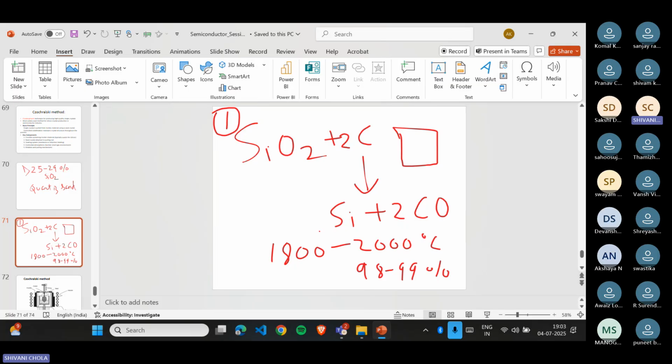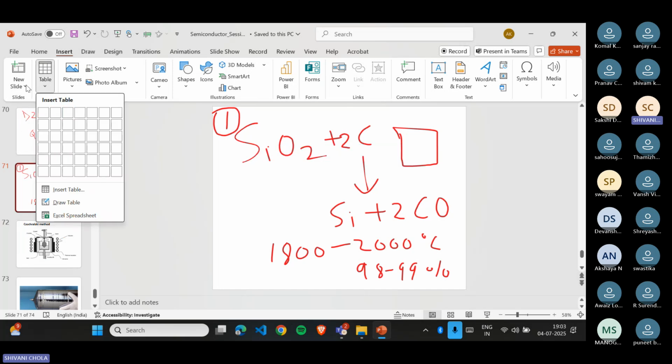So this is the first reduction process. Why reduction? Because your oxygen is getting pulled out from the silicon. It's a reduction of the silicon. You know the basic concept of reduction and oxidation, right? Reduction means the loss of oxygen. So silicon is getting reduced over here, and carbon is getting oxidized.